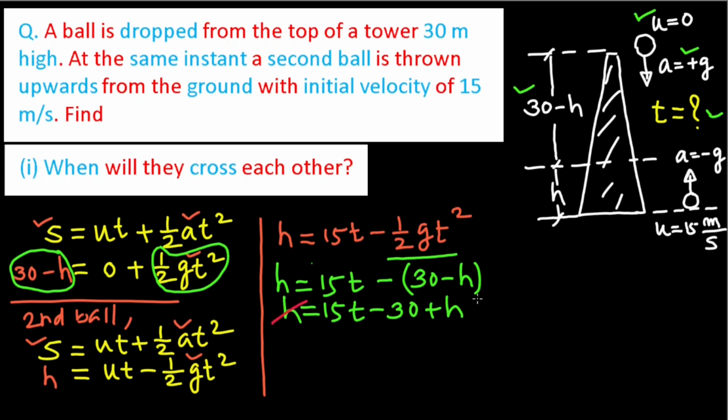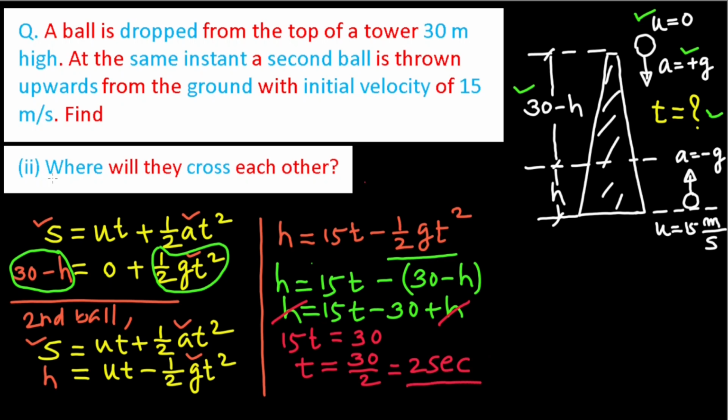This h cancels with this h and we get 15t equals 30 or t equals, that is 2 seconds. So the two balls will cross each other after 2 seconds. In the second question, we have to find where will they cross each other. That means we have to find the height h.